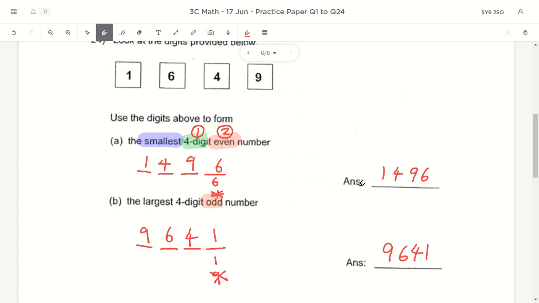Alright, so these are the answers for question 1 to question 24. The key here is that this paper is tricky. You really have to read properly. You really have to do all the good habits and do all your workings out. Do not keep it inside your brain. Highlight if you need to. Do everything that I have taught you.